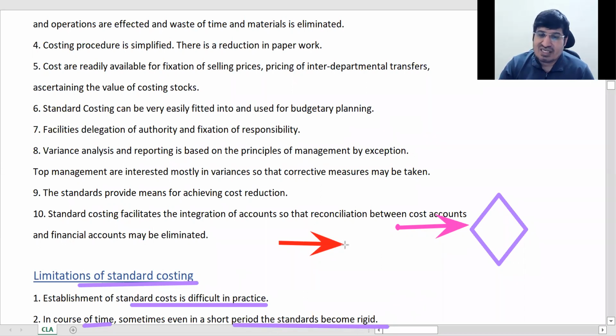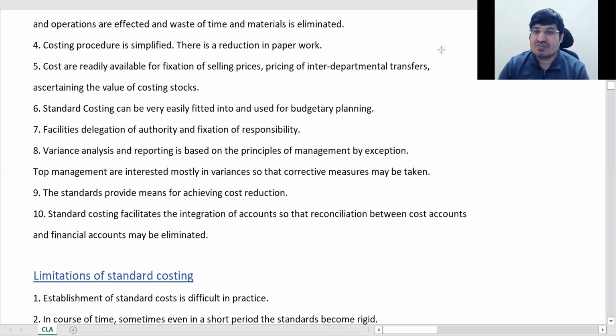Standards have to be set properly. Many times they become rigid. Standards are based on certain things, so if those things change, the standards also have to be updated. If they are not updated, they give wrong values, and that will have a very bad psychological effect on the employees.